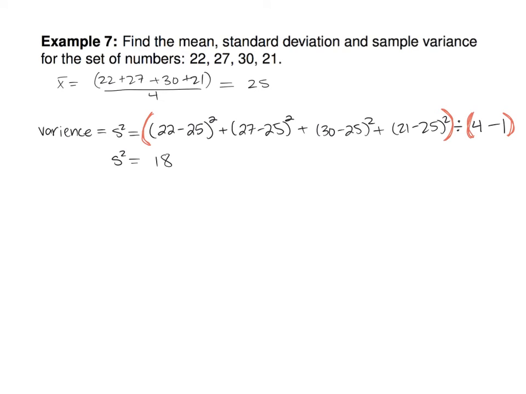Now that's the variance. So the standard deviation is equal to s, which is the square root of s squared. In this case, it's root of 18, and that's not a whole number, but it's about equal to 4.2.